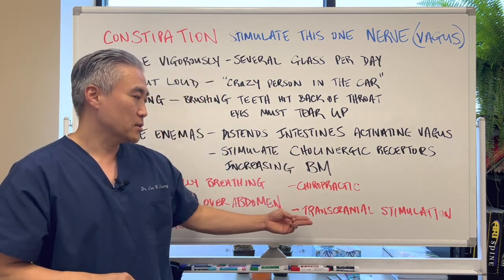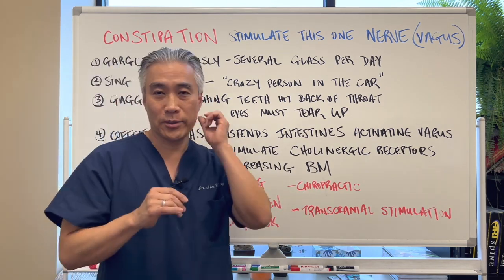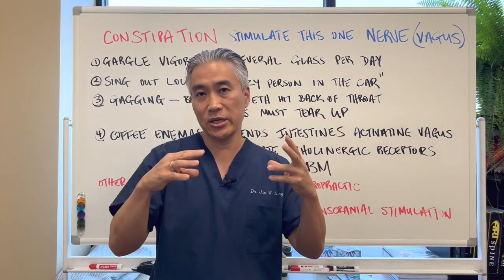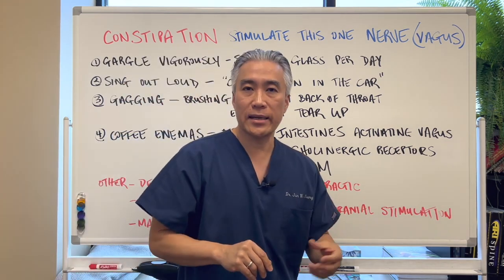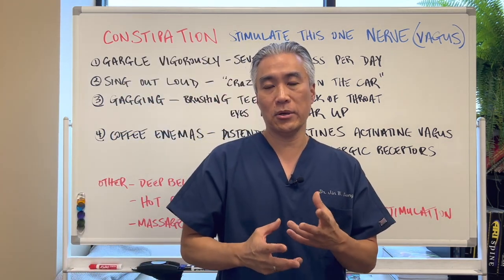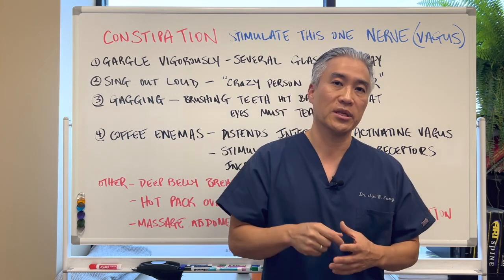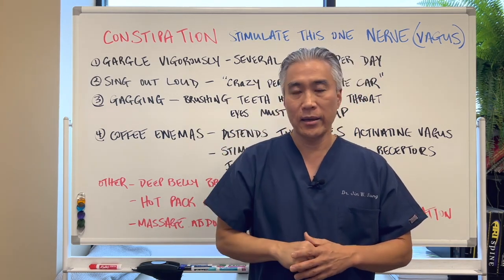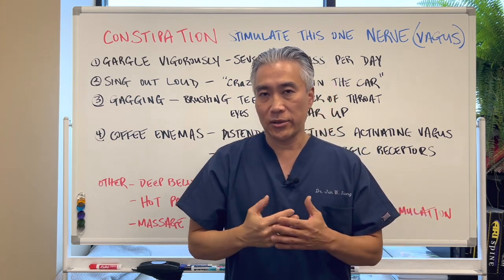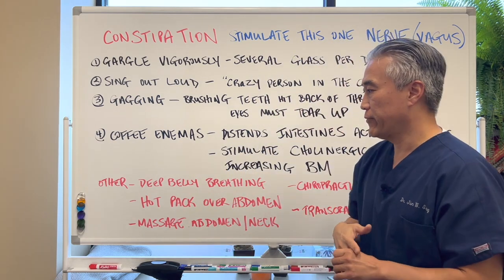There are some things called transcranial stimulation where you can put things on your ear and do stimulation, but that's a little bit more complicated. In the clinical setting, there'll be doctors who will use a neurostimulator. You can put it on your tongue, and that will stimulate back and into the vagus nerve. So that's another way to stimulate the vagus nerve.